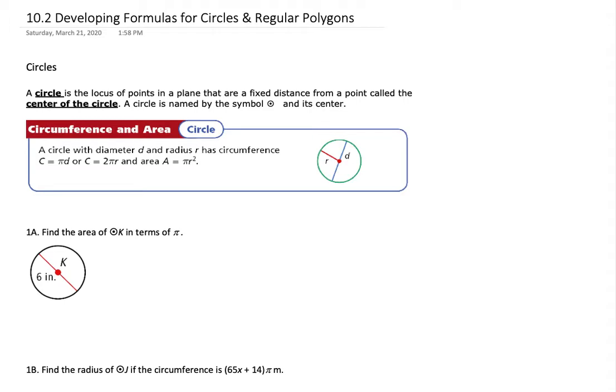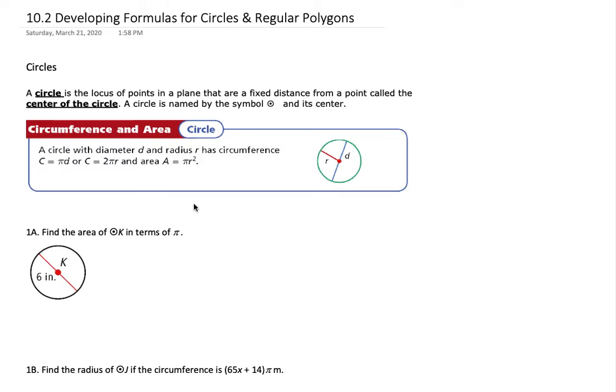A circle is defined as the locus of points in a plane that are a fixed distance from a point called the center of the circle. And then you name a circle by this little symbol and then whatever letter is its center. So your circumference is going to be pi times diameter, or you could write it as pi times 2 times radius, because 2 times radius is the same thing as diameter. And your area is pi times r squared.